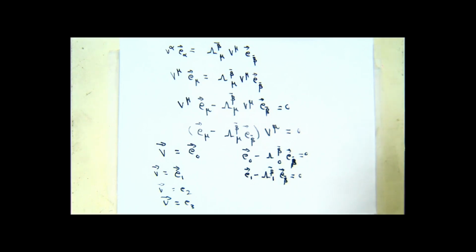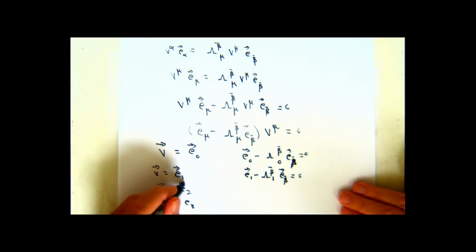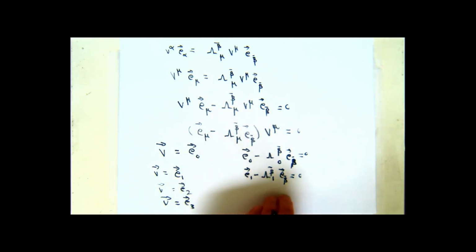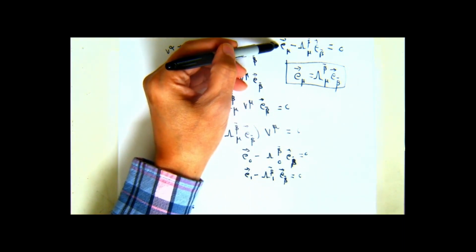Not to be too obvious about it, but you'll get corresponding facts if V is E2 or E3, the Y and Z basis vectors of the unbarred system. It turns out that these kinds of facts are true for index 0 downstairs, 1 downstairs, 2, and 3. In general, for every index, mu equals 0, 1, 2, or 3, this quantity must be 0.